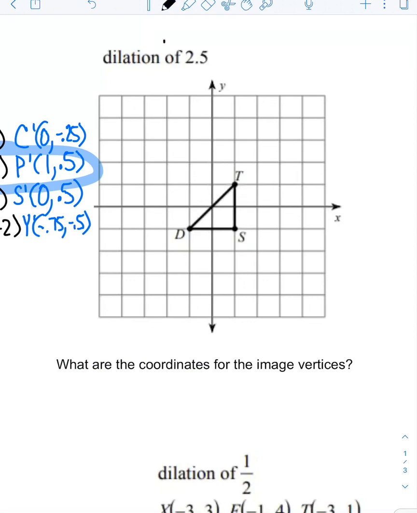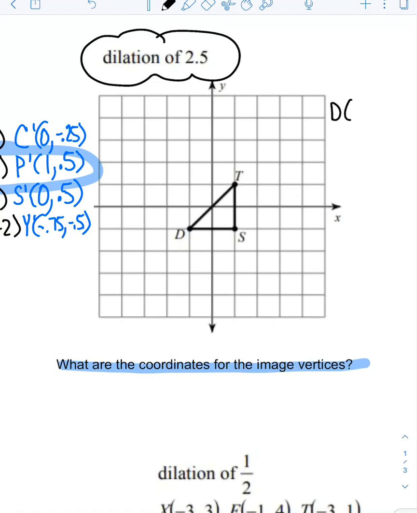It says to do a dilation of 2.5. That means I'm going to read all my points. Oh, and it also said to find the coordinates of the image vertices. That means I have to do them all. So first, now that I know what to multiply by, I read my points. D is back 1, down 1, so -1, -1. T is forward 1, up 1. And S is to the right 1, down 1.